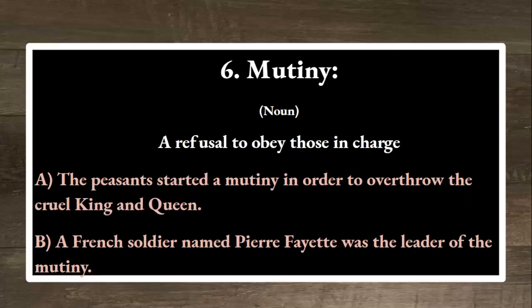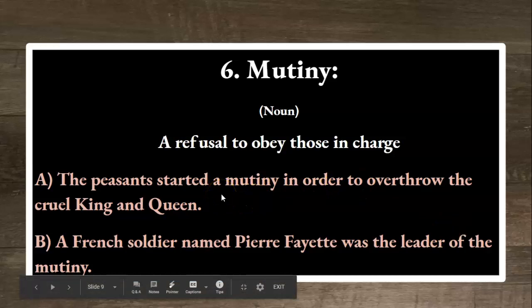Mutiny means a refusal to obey those in charge, and that's a noun. Okay, so you want to use it as a thing. So for example, the peasants started a mutiny in order to overthrow the cruel king and queen. So they're disobeying or refusing to obey the king and queen. Or a French soldier named Pierre Fiette was the leader of the mutiny. By the way, I just made these up. Neither of these are true.